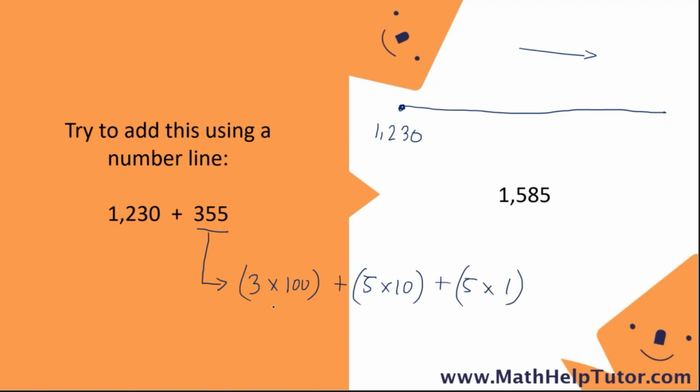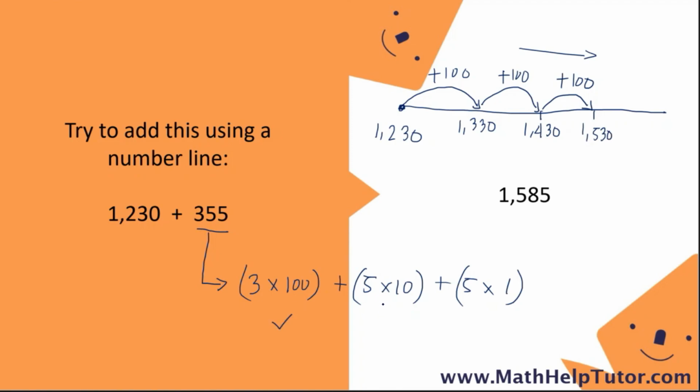So let's first add the 100s. So that's 1 100, 2 100, and 3 100. So that's 100 plus 100 plus 100. So the number at this point would become 1330 because we added 100, and then at this point it becomes 1430. Then here becomes 1530. So we're done with the hundreds place.